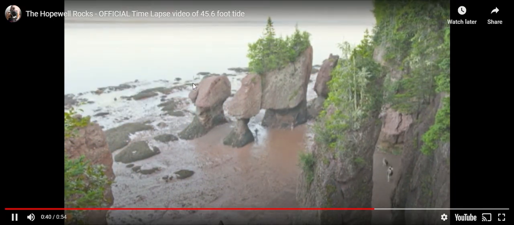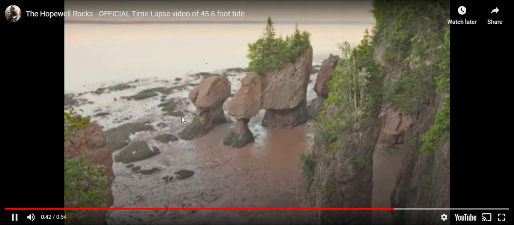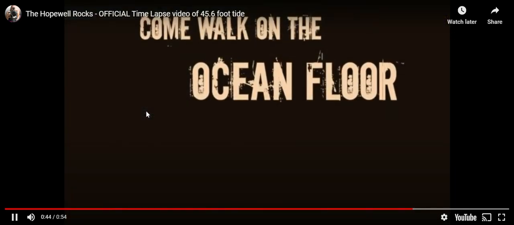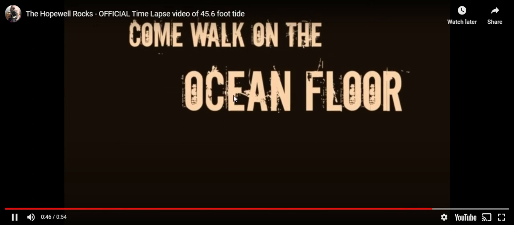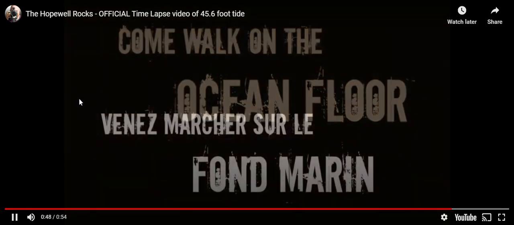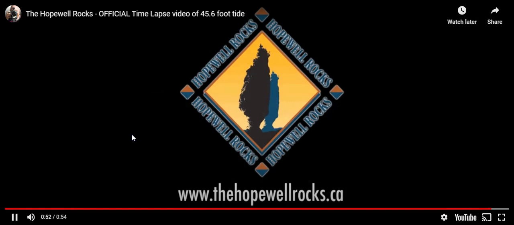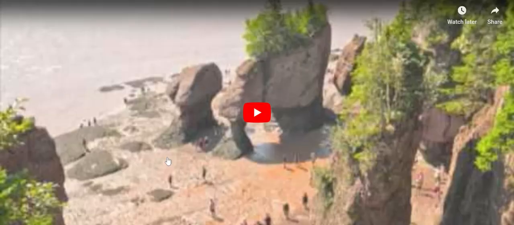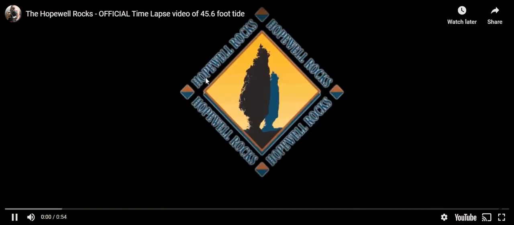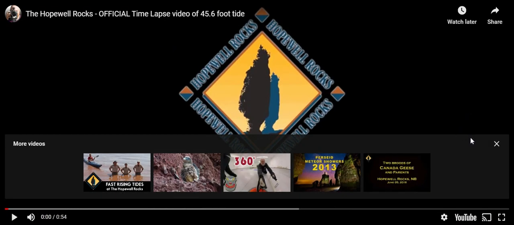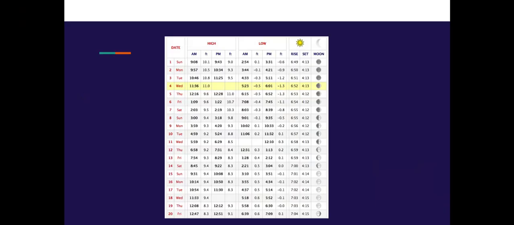If you want to explore for sea creatures, here are the great spots right here. High tide, not quite as good. Come walk on the ocean floor. Venez marcher sur les fonds marins. For those of you taking French, I probably butchered that. Whoops, I don't want to do that. There we go. And there's the tides.